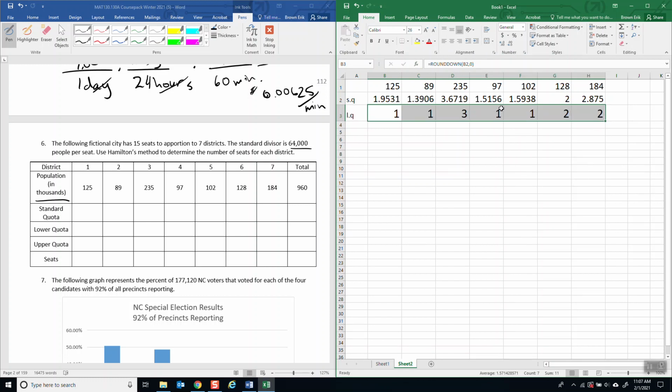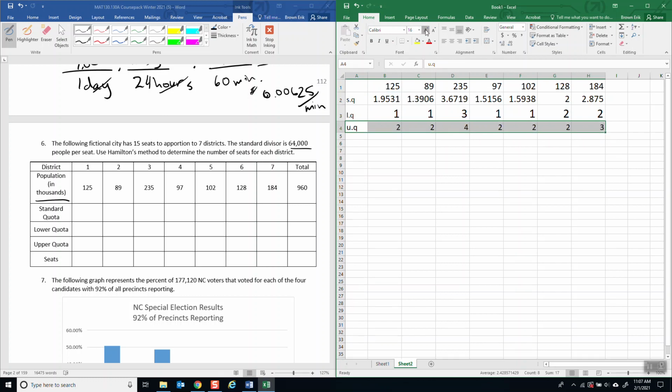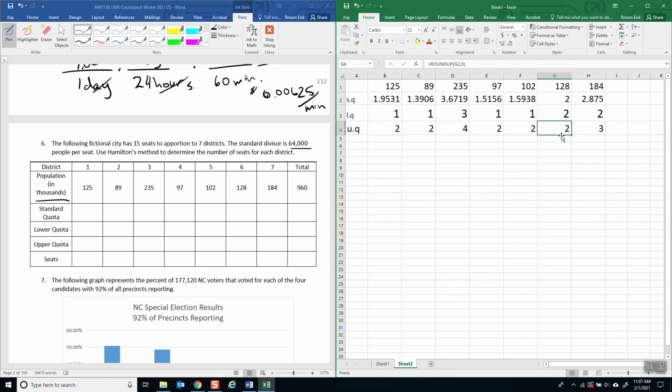Note it's just eliminating the decimal, and then the upper quota, which you probably noticed was never used. We round up. Again, here's our number and 0. So now this last one should be a 3, so we'll have to fix that one.